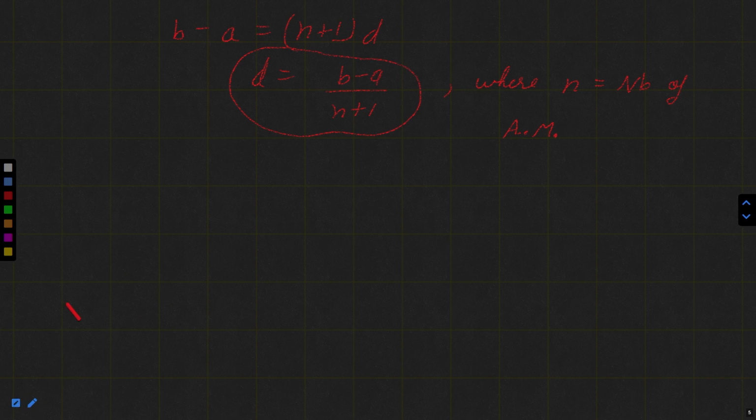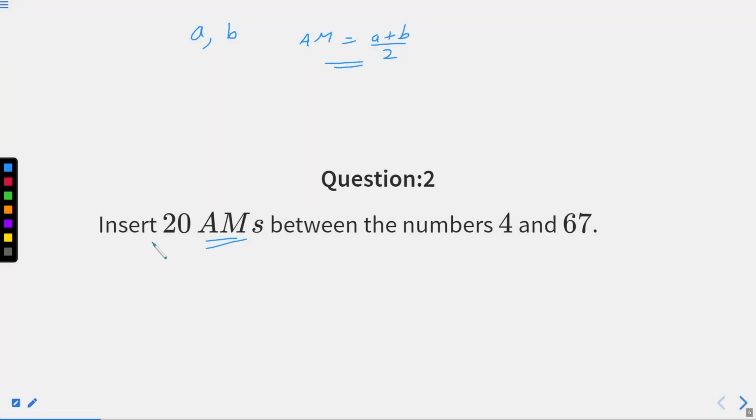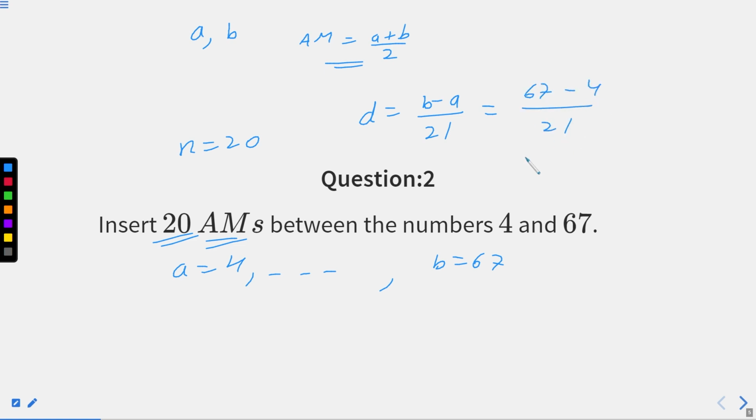So now let's jump to the question. Now the question says insert 20 AMs. So N is 20, A is 4, B is 67. D will be B minus A by N plus 1, which is 21. B is 67 minus 4 by 21. D is equal to 63 by 21. This means 3. So D is equal to 3.